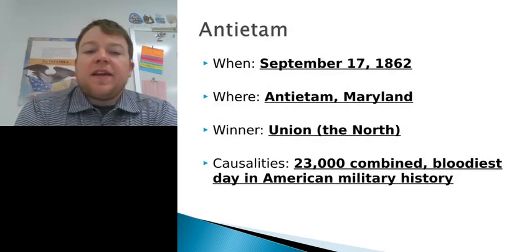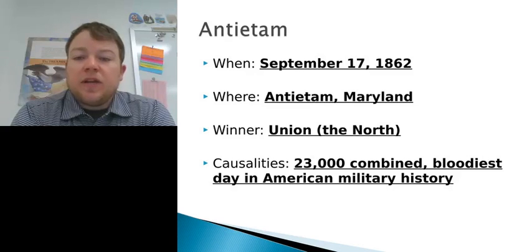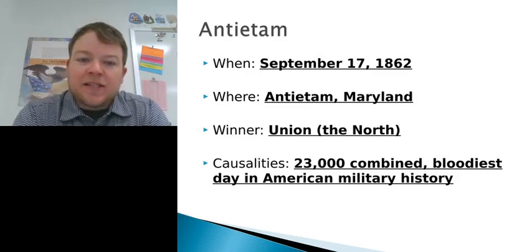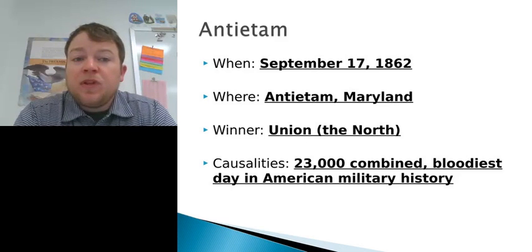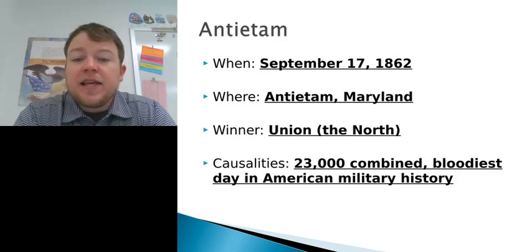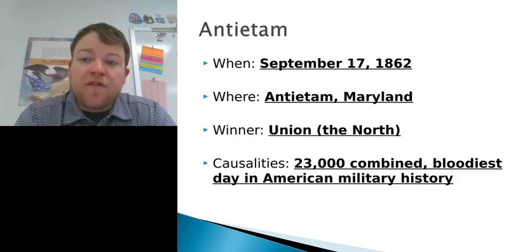The Battle of Antietam is going to be September 17th, 1862, so about a year later, in Maryland. The winner of this battle is going to be the North, and I'm going to put winner in quotation marks, so we'll talk about that in a second. Casualties, there's going to be 23,000 combined between the Union and the South, and this is going to be the bloodiest day to this day in American military history. More men are going to die at Antietam than any other battle in any war that America has ever fought.